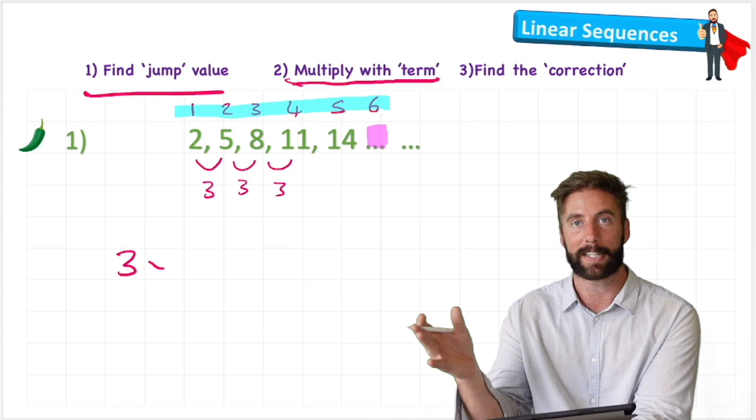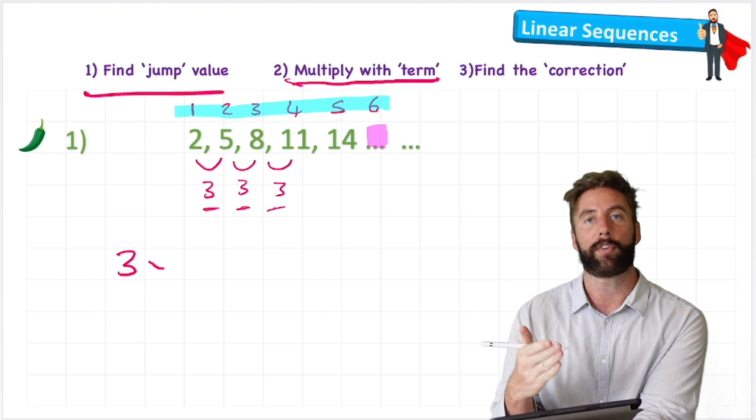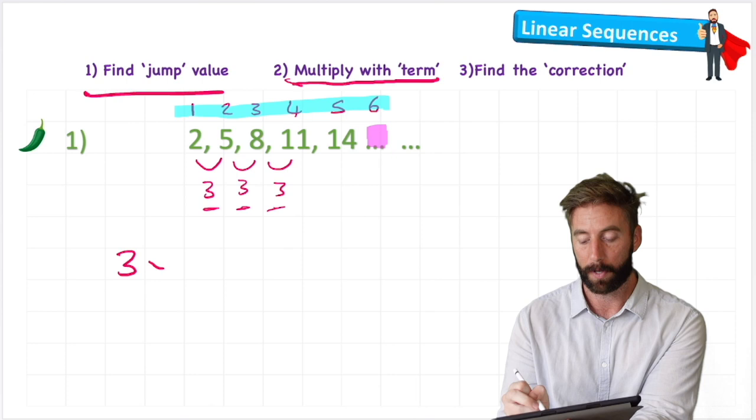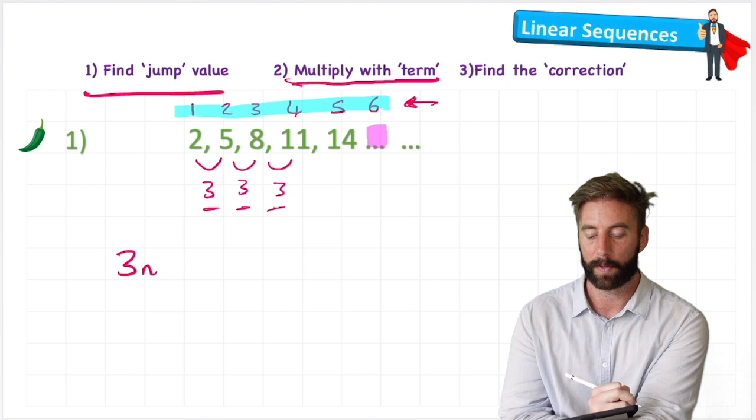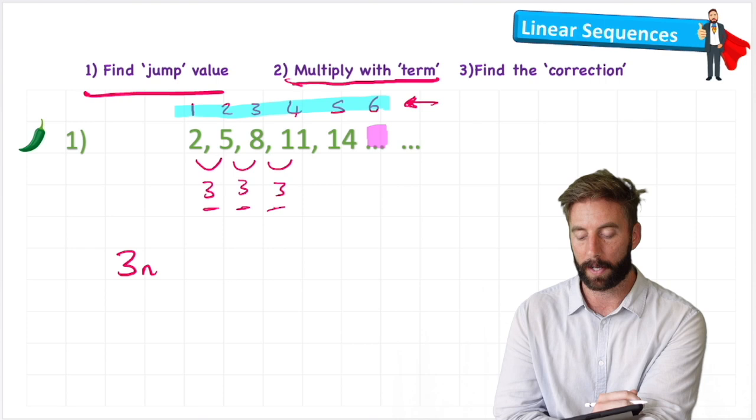Now, if we're going up in threes, then it's a bit like the three times table. So if I multiply my 3 by my term, these numbers here in the blue line, then I'm going to get somewhere close to the sequence value. To show that, I can write 3n, using n as my algebraic letter, like number. But like I say, that's going to be close to our number, but not bang on. So then we need to find the correction.